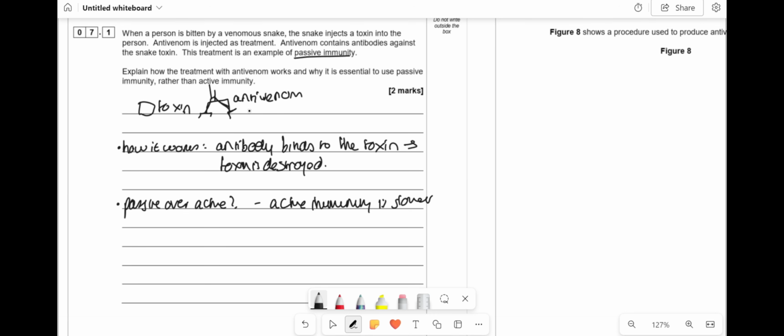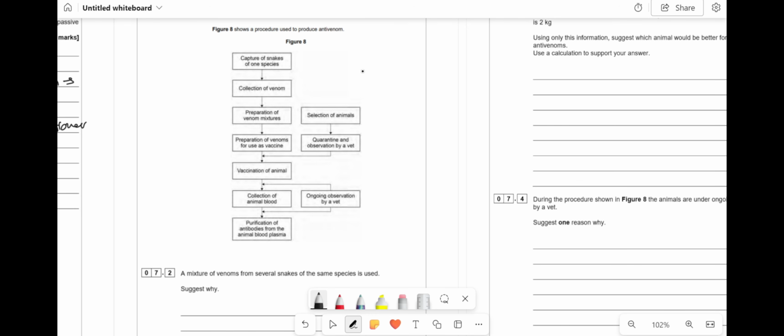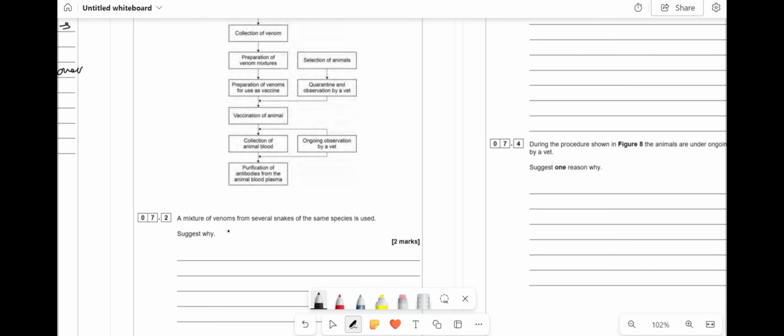So here, figure 8 shows the procedure to produce anti-venom. What they did is they get one species, they collect their venom, they get a bunch of venom mixtures. Then they select a bunch of animals, they quarantine them with a vet, then they inject the venom into an animal, they collect the animal's blood, they have this vet checking it's all okay, and then they take antibodies from the animal blood plasma.